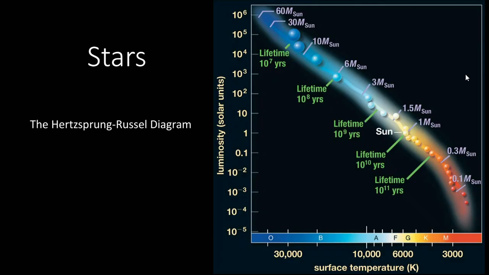And if there's one graph that you can take away from this class that you have the ability to read, it would be this figure here. If you can read this graph, then you can extract a lot of information about stars.